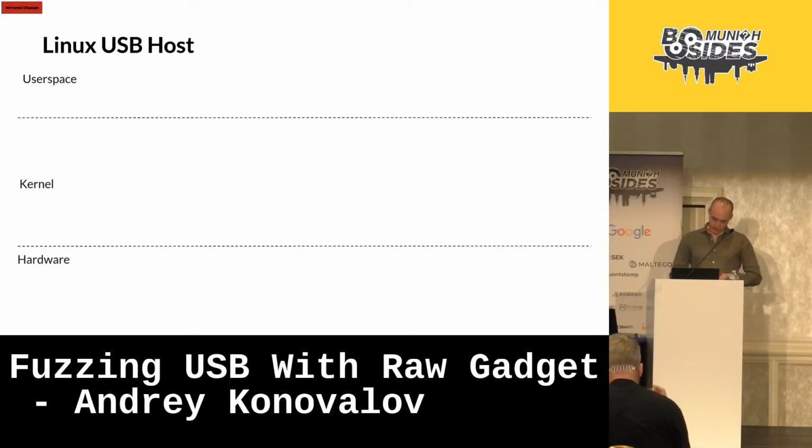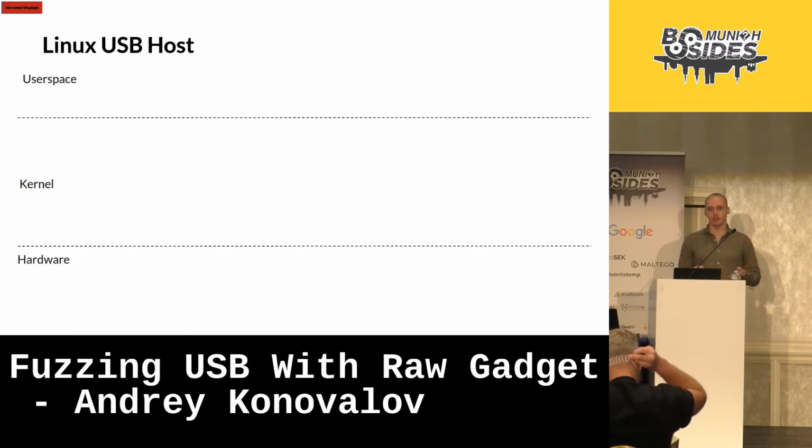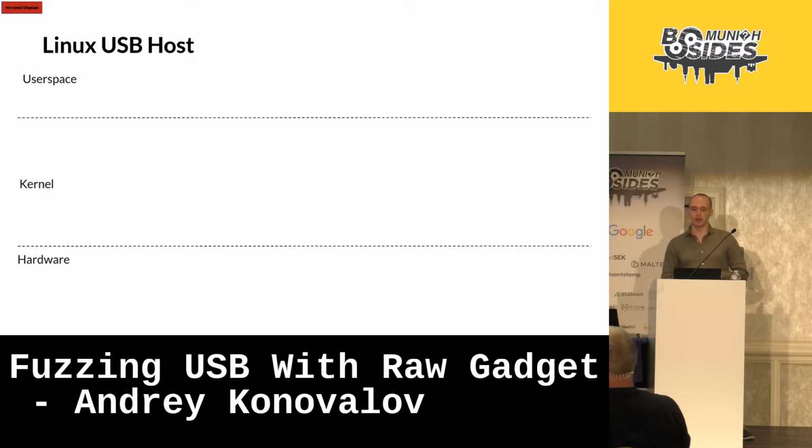All right, let's start. So first, let's check out the architecture of a typical Linux USB host. I've split this architecture into three parts. On the bottom part, we have the hardware layer, in the middle we have the kernel layer, and on the top we have the user space layer. And I'm going to describe this architecture from the bottom to the top.